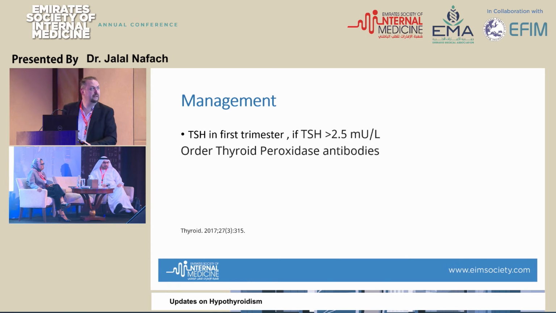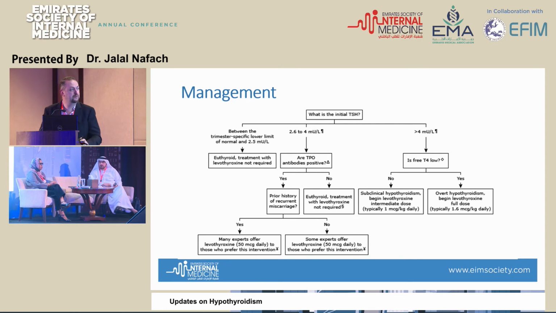Now, what's your target? Again, we said we prefer the TSH below 2.5 to 3. If the TSH, let's say 3, 4, 5, what do you do? You check the antibodies. And I think this is one thing that's very important. You check thyroid peroxidase antibody, not thyroglobulin antibody, not TSH receptor antibody, because I see a lot of that done.